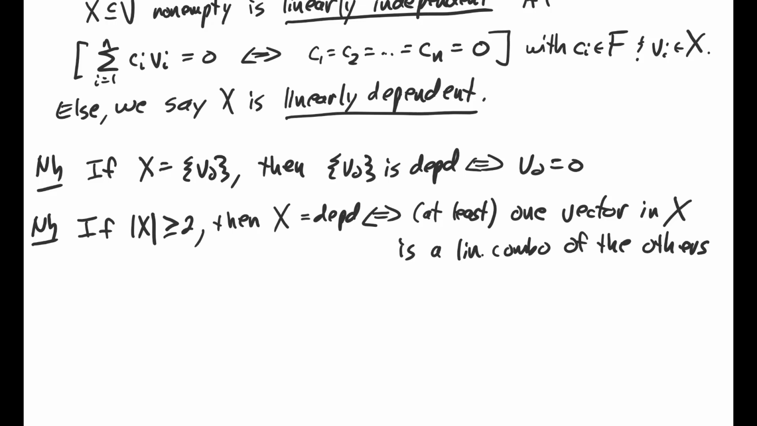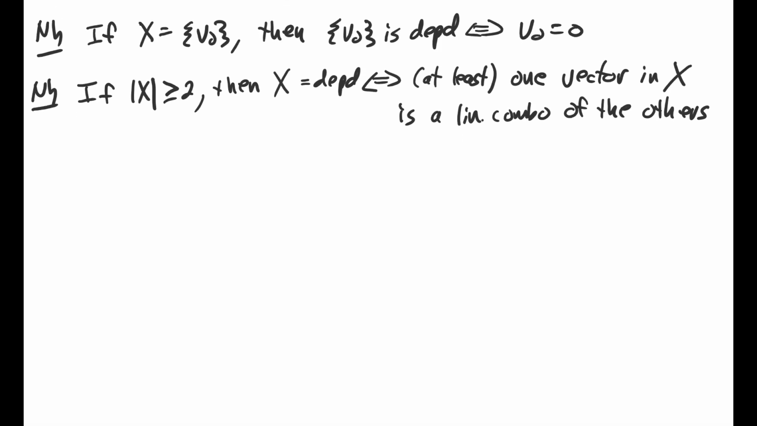The more interesting case is when you have multiple vectors. What you'll prove in your homework is that when you have at least 2 vectors in your set, which is usually the case, then those vectors are dependent if and only if at least one of them is a linear combination of the others. So you should really think of dependent sets as having some vector in there that's not needed because you can get at it by linear combinations with the others.